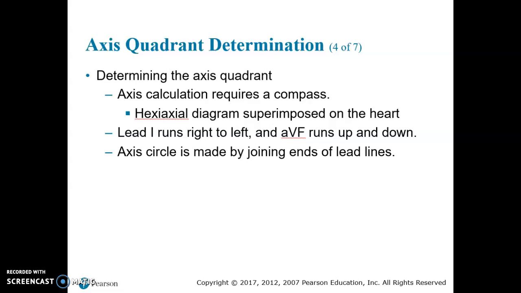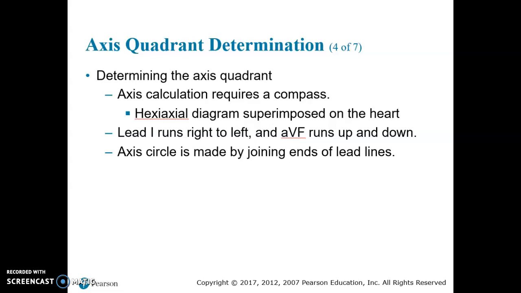So again, the electrical axis is a method of depicting the direction of the heart's electrical current flow. And how do we determine this? Axis calculation requires a compass, okay? So we have the hexaxial diagram that's superimposed on the heart. The hexaxial diagram, you're going to find on page 37. We use that when we talk about how we're finding which way this current is traveling.